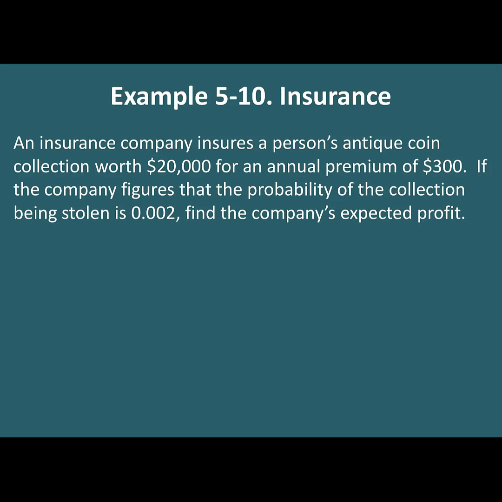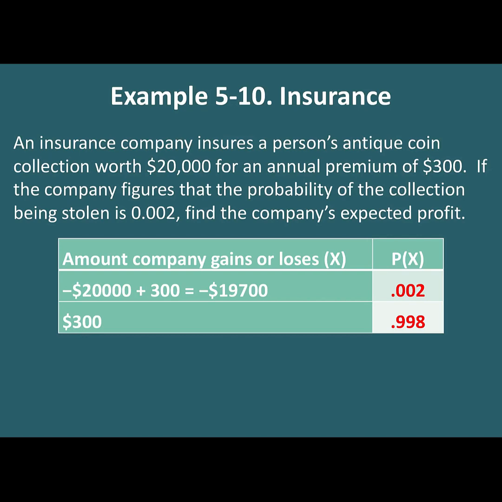An insurance company insures a person's antique coin collection worth $20,000 for an annual premium of $300. If the company figures that the probability of the collection being stolen is 0.002, find the company's expected profit. Let's take a look at the probability distribution. The company has a 0.002 chance of losing $19,700. Remember, the customer has already paid $300, but they stand to gain $300 at a much higher probability. What is their expected profit?